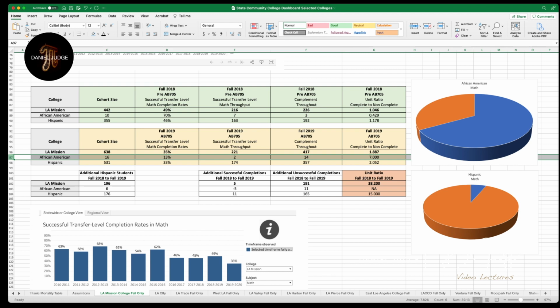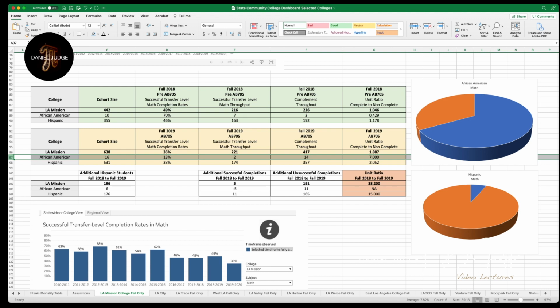But let's use their logic. Let's use their data and their logic. Okay, African American students, pre-AB705, 10 entered into the transfer level math course in the first year. Again, that's what happened. AB705 comes along and gives people access.